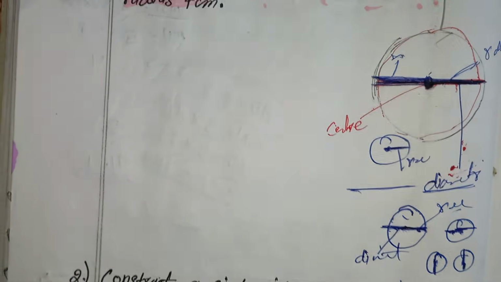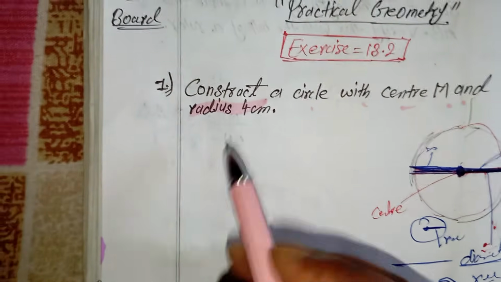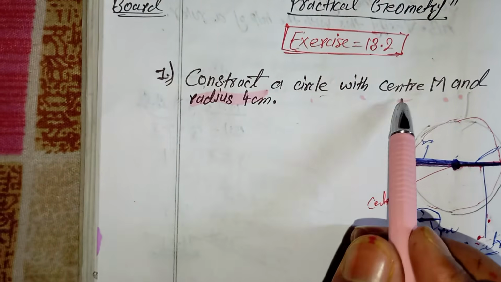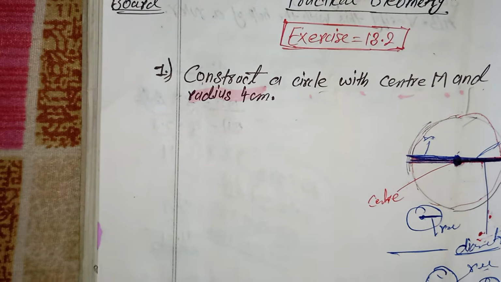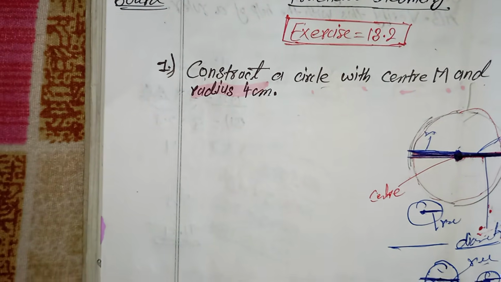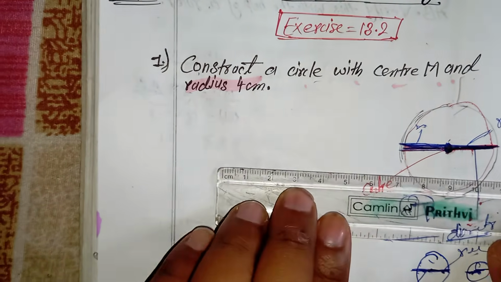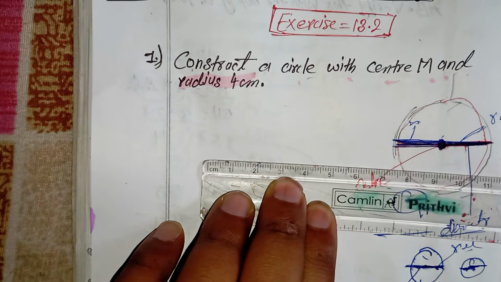Now let's come to the topic. It says to construct a circle with center M and radius 4 centimeter. So we have to create a radius of 4 centimeter. Let's take the scale and first of all make 4 centimeter.